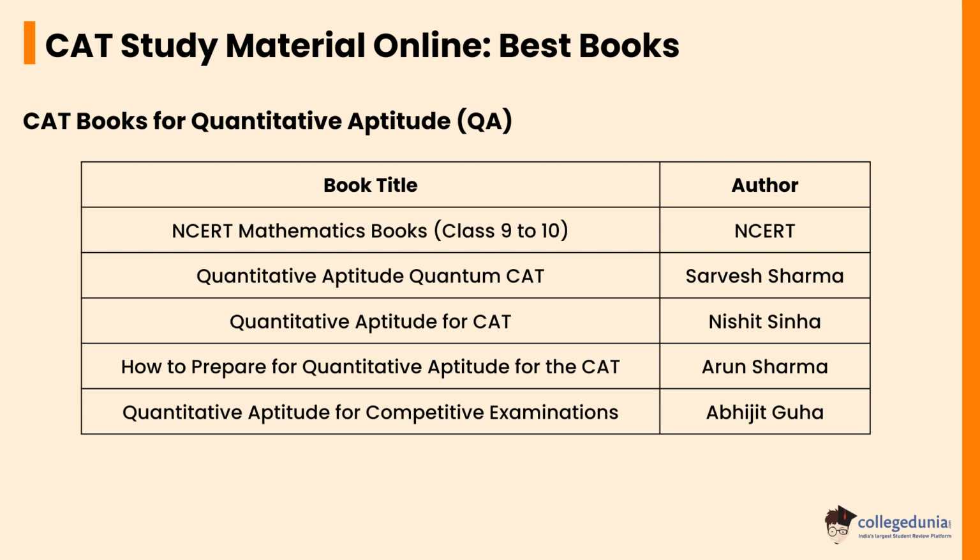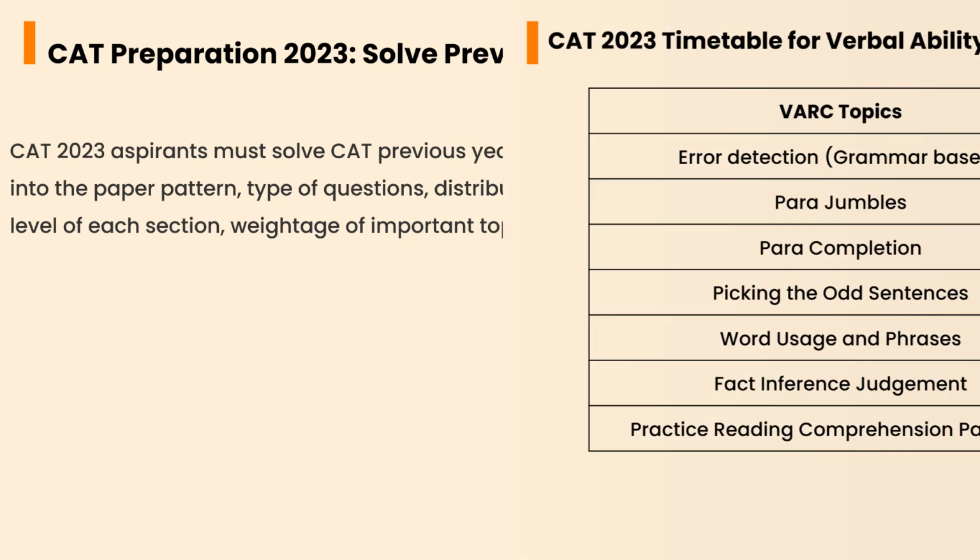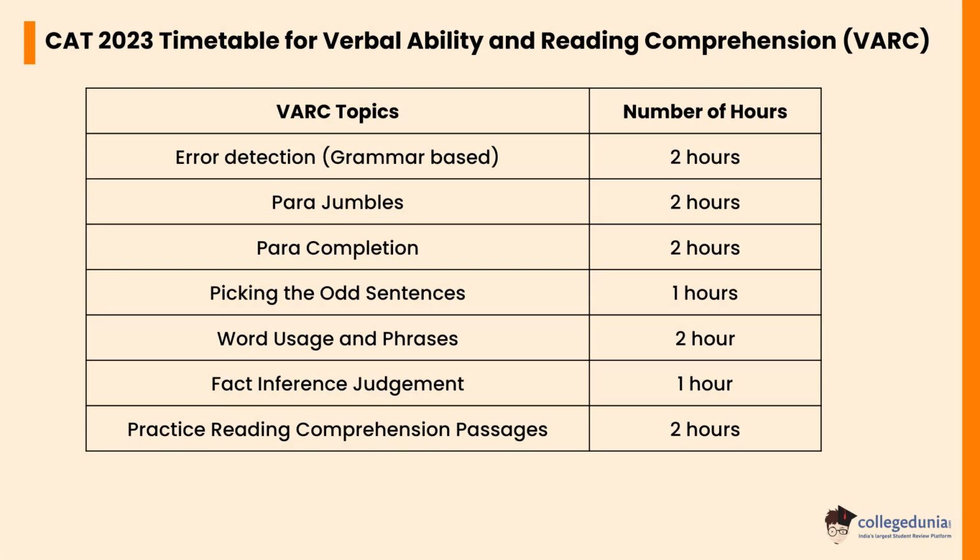You need to solve CAT question papers for CAT preparation. CAT 2023 aspirants must solve CAT previous year question papers to get valuable insight into the paper pattern, types of questions, distribution of MCQs and TITA questions, difficulty level of each question, weightage of important topics, and your weak and strong points.